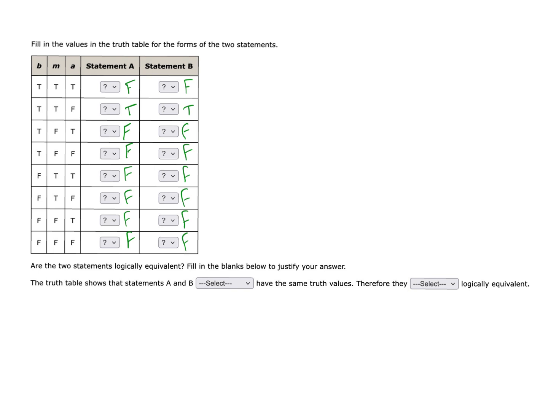Okay, so are the two statements logically equivalent? They have the same truth tables, right? They are always either both false or both true. So these two statements, A and B, always have the same truth values. Therefore, they are logically equivalent.